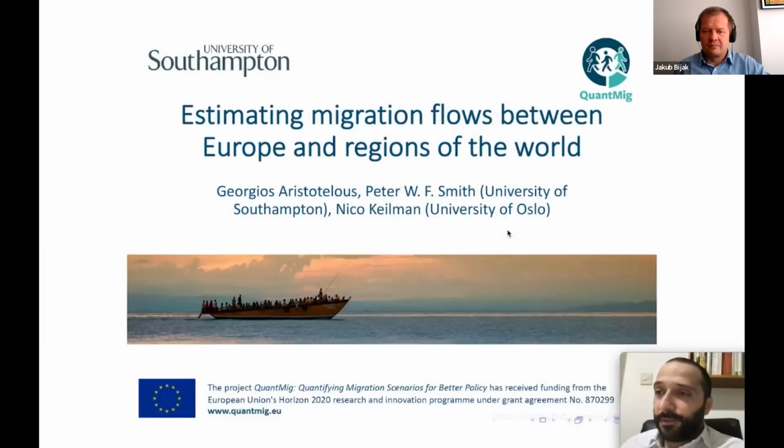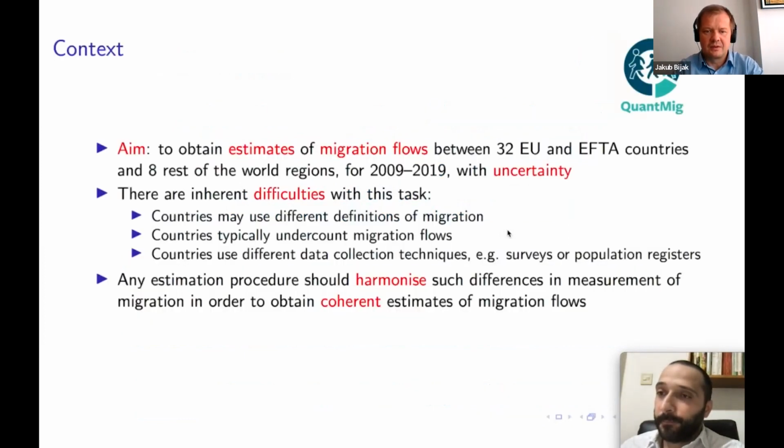I'm Georgios Aristodelous, and I will be talking about estimation of migration flows between Europe and regions of the world. This work is part of Work Package 6.3 of the Quantifying project. Our aim is to obtain estimates of migration flows between the 32 EU countries and 8 rest of the world regions for the period 2009-2019, along with uncertainty.